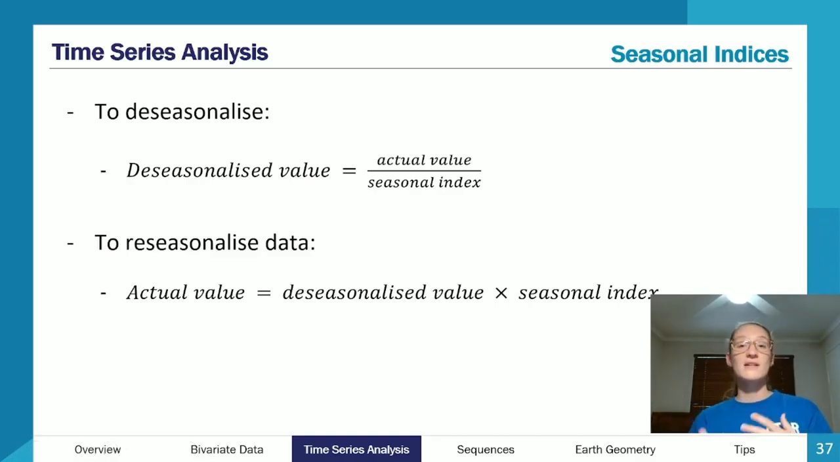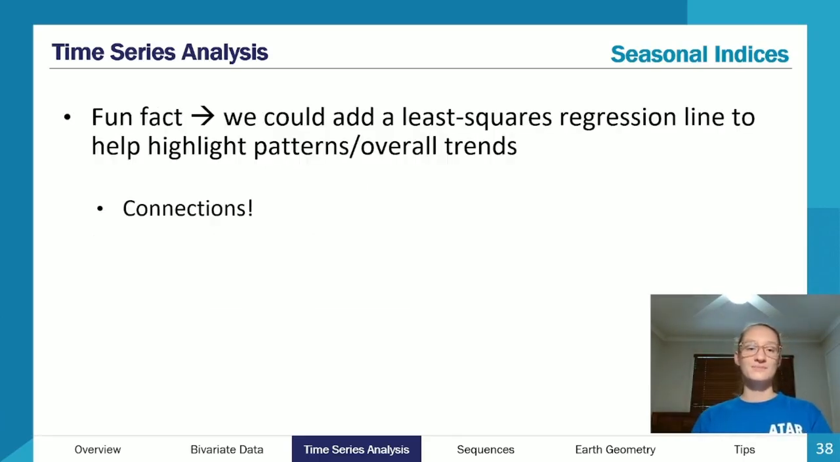Like with any formula, it can be rearranged. So if we have our deseasonalized value, but we want to re-seasonalize the data to get back to the actual value, we can rearrange our formula to do so. I know I haven't spent too much time on that, and we haven't gone in depth on how we calculate seasonal indices. But I'd encourage you to do some practice questions and find some helpful videos and resources if you want to do some extra study on that.